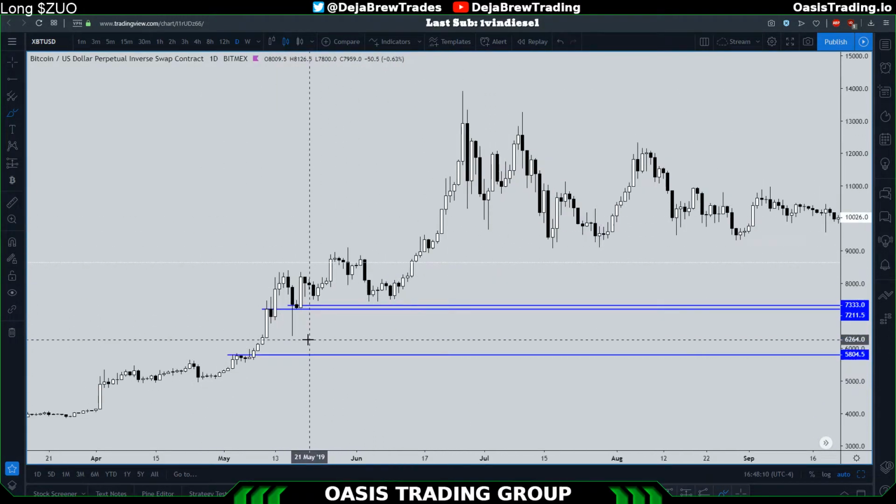These levels have not been tested. They are clean levels. Clean levels will have a stronger reaction than levels that have already been tested.